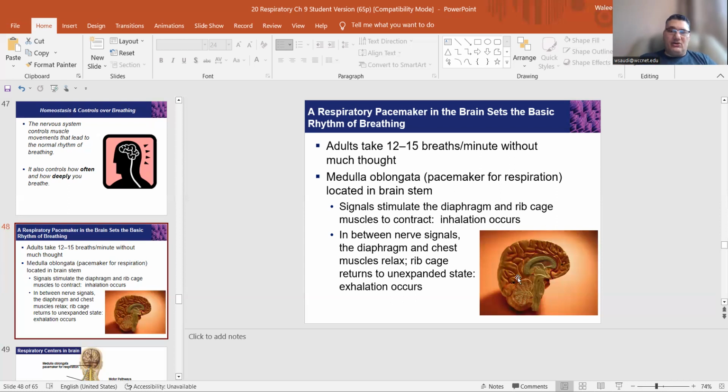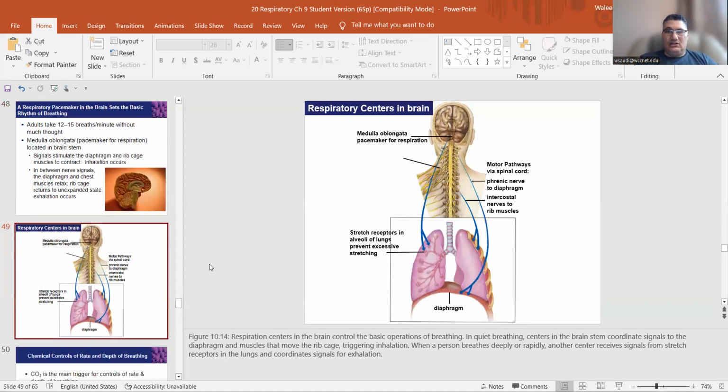Now, where is the pacemaker that controls this? It's located in the medulla oblongata, this part of the brain stem right here. This is where the pacemaker for respiration is, which decides how many times you breathe per minute. These are called respiratory centers. Look, it's in the medulla here, which is part of the brain stem. And it reaches out to these muscles to contract and relax through these nerves.